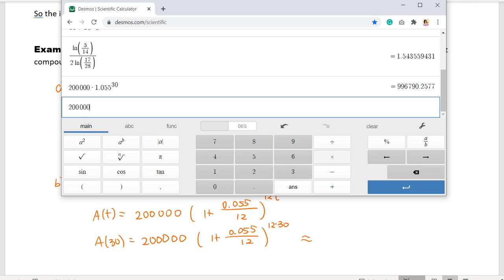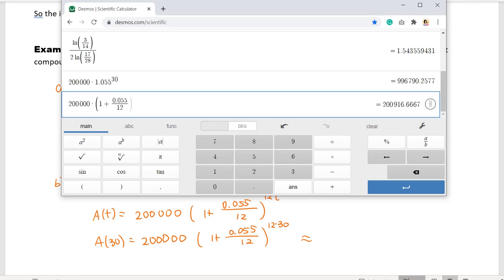200,000 times 1 plus 0.055 divided by 12 to the 12 times 30. Oops, I want to have the 30 on top. Sometimes you have to be careful and check. I think I need to put a parenthesis there, otherwise it won't let me put it on top.